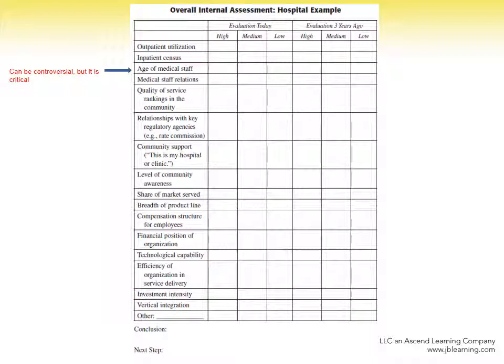An example of an internal assessment as you look at where are we utilizing? Are we growing in the outpatient? I wanted to highlight this one because this is very critical. A lot of people don't think about this: the age of your medical staff. If your medical staff is aging, odds are so is their patient base.